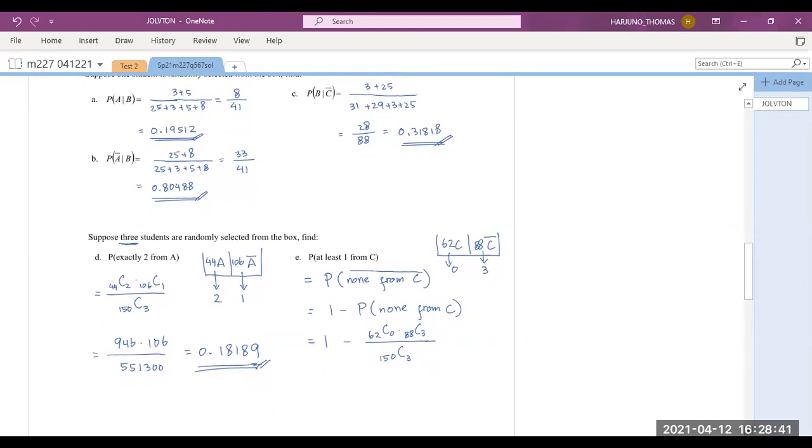Okay, focus on that first. Ask yourself, can you come up with that in the test if I ask that question? You can also do it one by one, by the way. In fact, you had this question in your test one. You can do 1 minus, okay, how many elements not from C? 88. So you do 88 over 150 times 87 over 149 times 86 over 148.